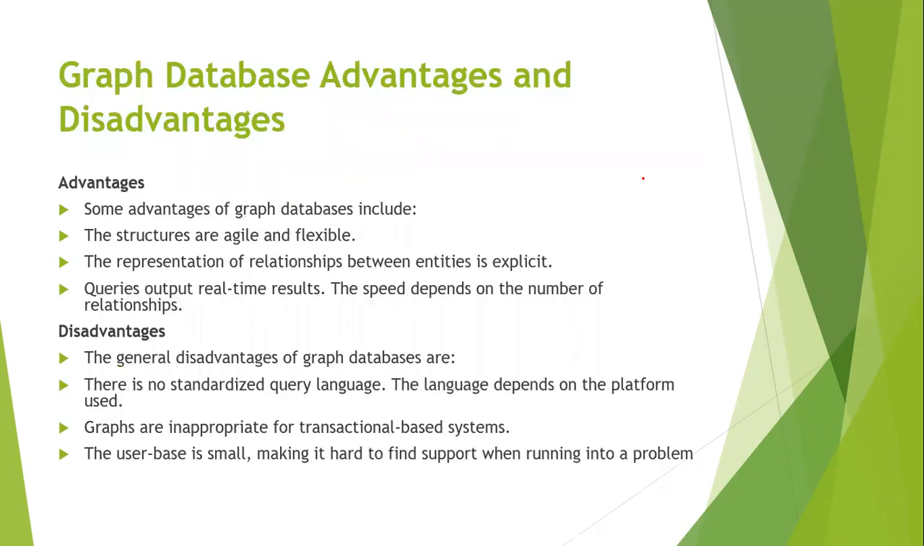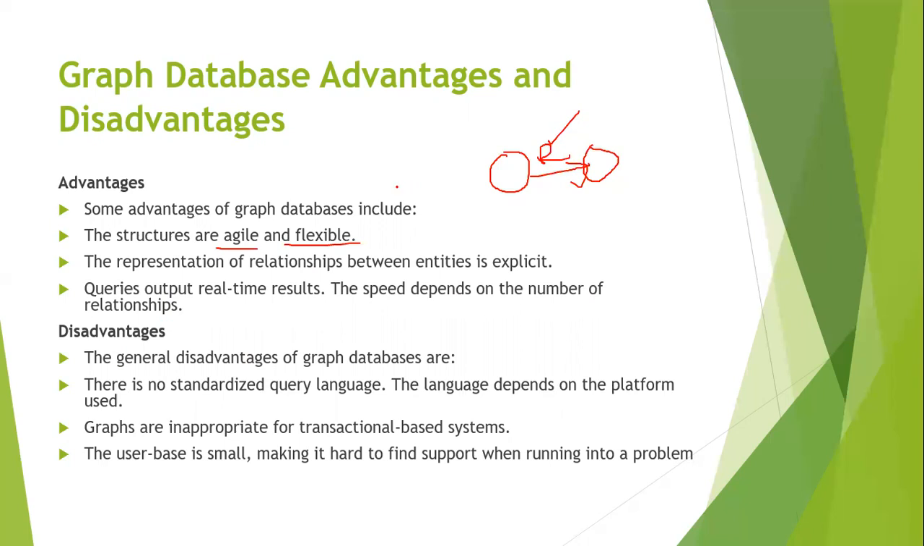Next we will see some of the advantages and disadvantages of the graph database. So the advantages of the graph database are agility and flexibility. As a user, you can decide the graph and design the graph very easily. And representation of relationships between entities is explicit. That means this is one node, this is one node, and you draw the relation between these and specify the relation here. You are explicitly stating this relation. Queries output real-time results. The speed depends upon the number of relationships. If you have more relations, it may be somewhat complex, but if you have a small number of relations, then the graph database will give you accurate results.